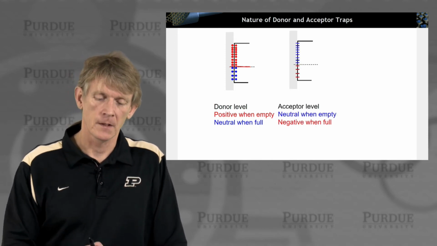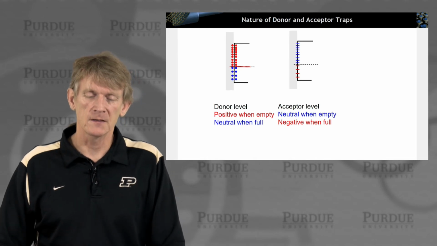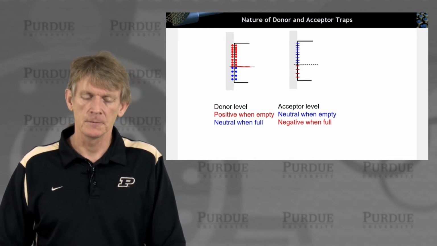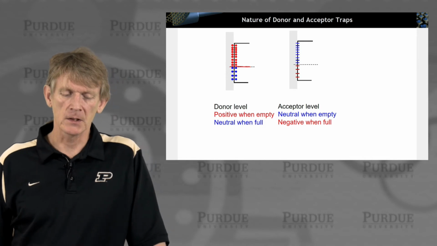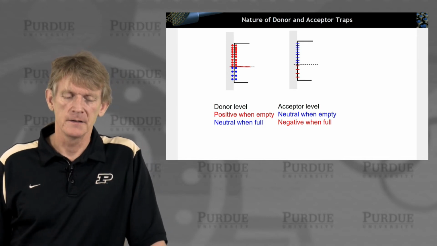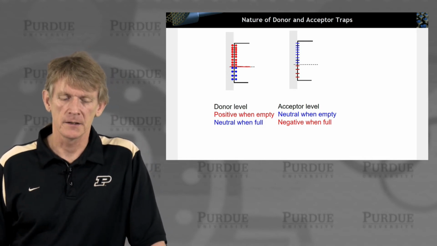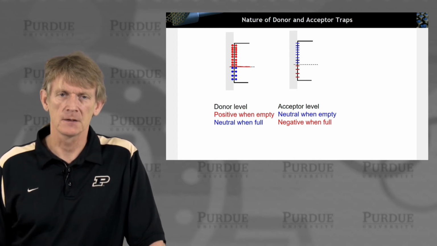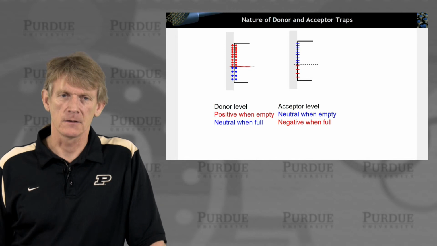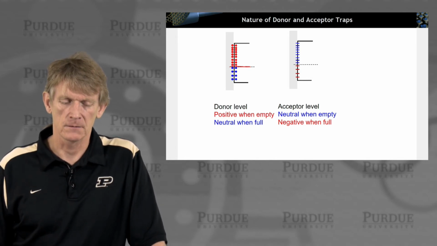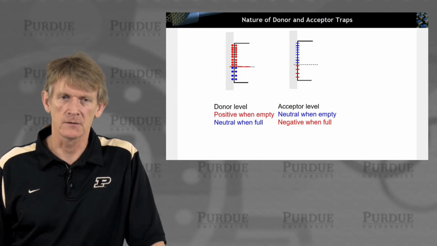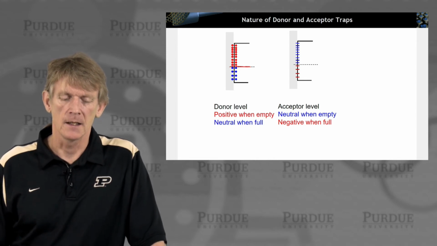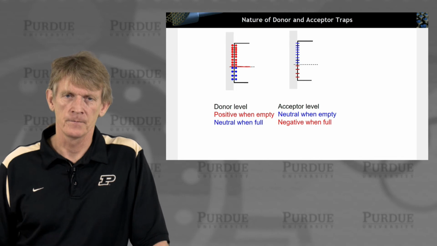All right. Now, if we're talking about an acceptor level, it's kind of flipped. So an acceptor level is negatively charged when it's full. So it's a dopant that would like to accept an extra electron. So it turns from Na to Na minus, right? So it's negative when it's full, and it's neutral when it's empty.